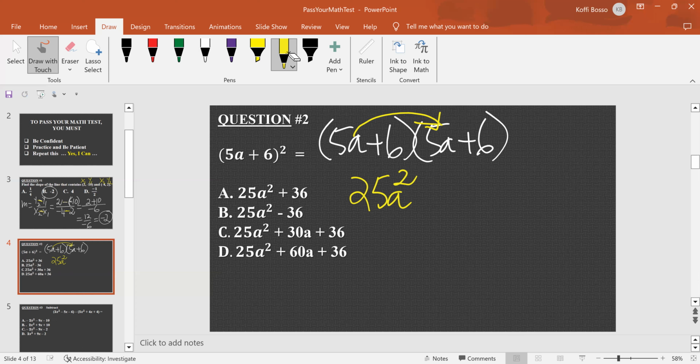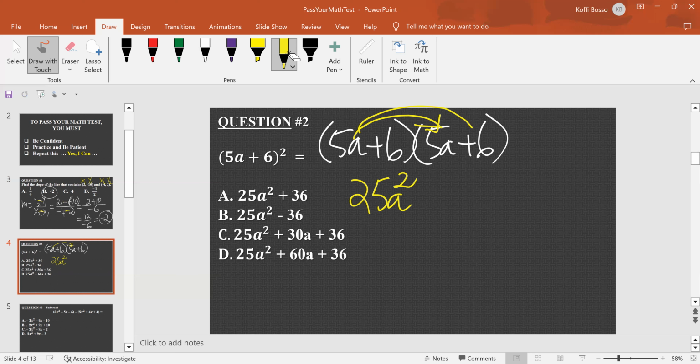We take the same 5a. This time we multiply by 6. And the 5a multiplied by 6 is 30a. So we multiply the 5 by 6 to get the 30, and we keep the a. After that, we're going to take a 6. We multiply the 6 by 5a. That gives you, again, another 30a. After that, we take a 6, we multiply by 6, and that gives you 36.